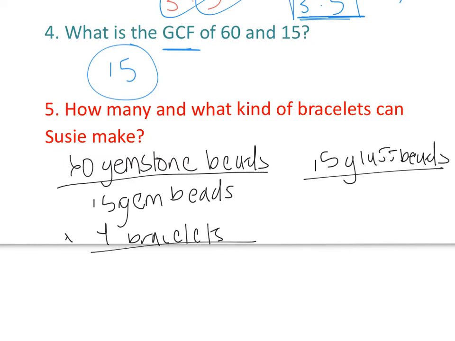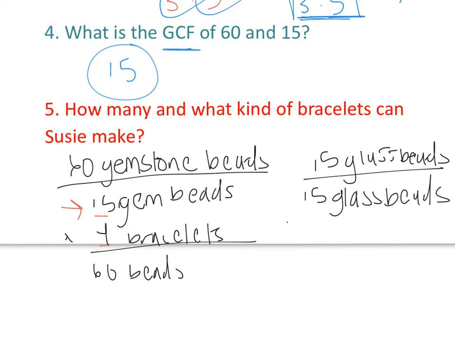so that will give her 60 total beads. So then she'll use all of those beads. And again, the bracelets have all the same number of beads, 15, and then she'll make 4 of them. So over here with the glass beads, she only has 15 glass beads, so she wants to put all 15 together. So I'll write 15 glass beads. And then how many bracelets will she be able to make? Times 1 bracelet, she'll only be able to make 1, just because she only has 15 beads, because 15 times 1 is 15 beads.